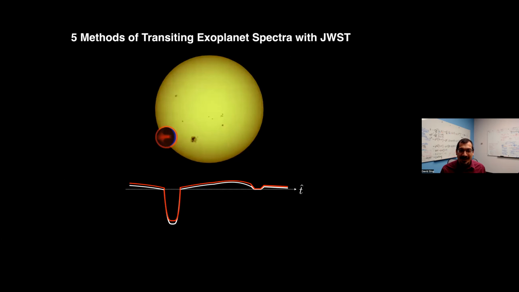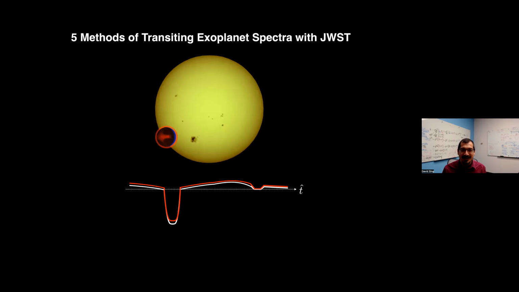Okay, so let's get everyone on the same page. I'm going to talk about transiting planets. JWST is also very good at directly imaged planets, but I won't get into that. So let's talk about how JWST uses the transit method to get exoplanet spectra and detailed constraints.